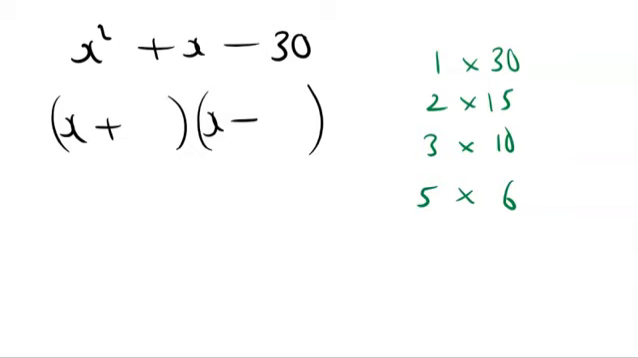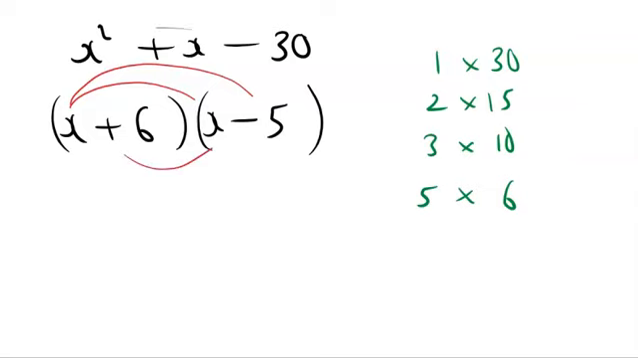Now, is it 6, 5 or 5, 6? It's different. Look at the one in the middle, is plus x. If it's a plus sign, the bigger one will be plus. So 6, 5. And again, always check by expansion. Here is x squared. Here is minus 5x plus 6x. Combined gives plus 1x. And then minus 30 at the end.